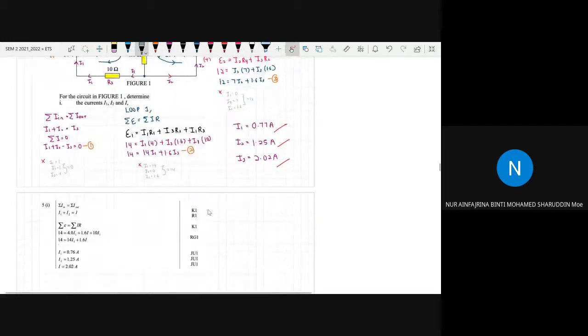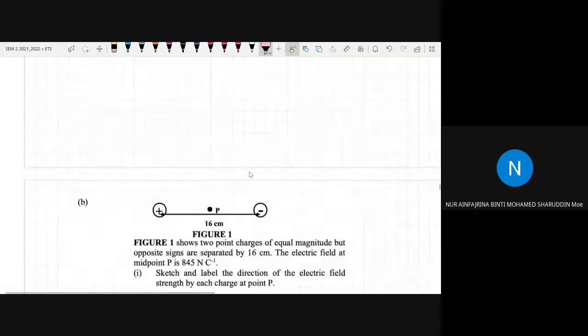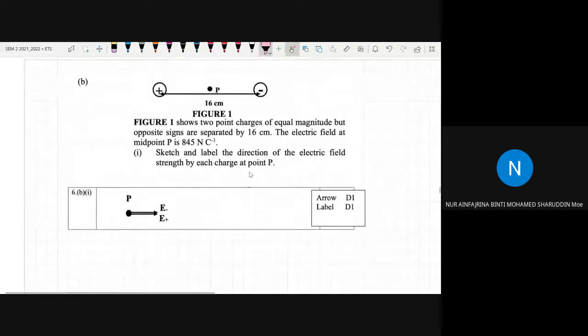Let's proceed ya. So I'll proceed with question number 6. Okay, so this one I'm not going to teach. You guys just check it later. So korang dah tahu state and define apa. What is Coulomb's law and what is electric field. So this is the answer. So untuk soalan state and define ni, dia memang hanyalah satu markah. But you have to write it correctly lah. Okay. So now let's proceed to 6B.